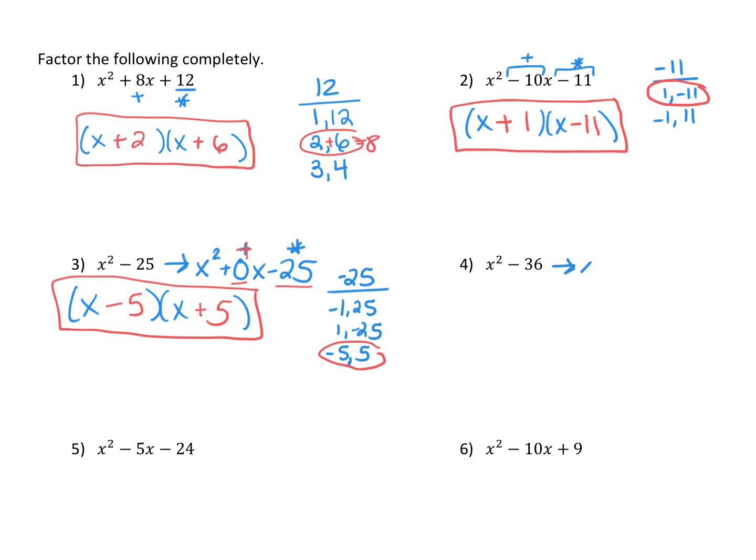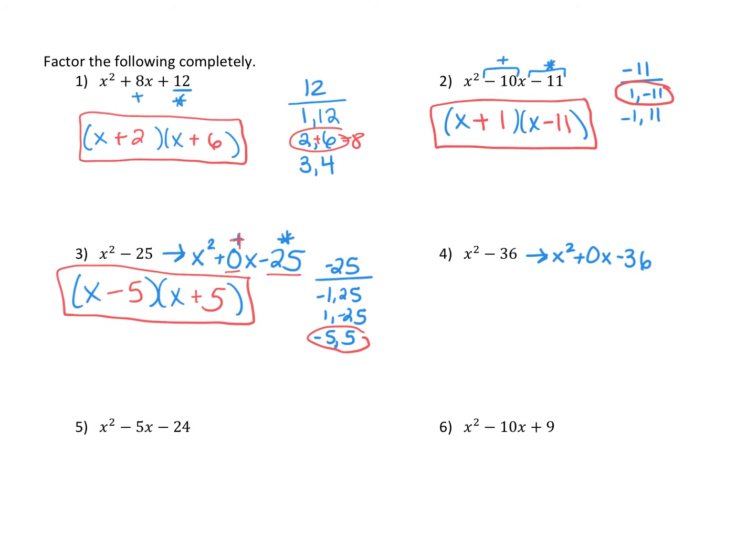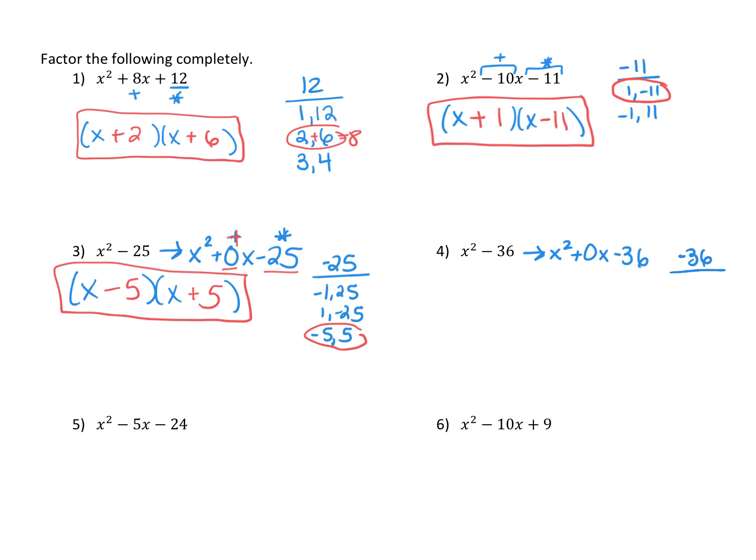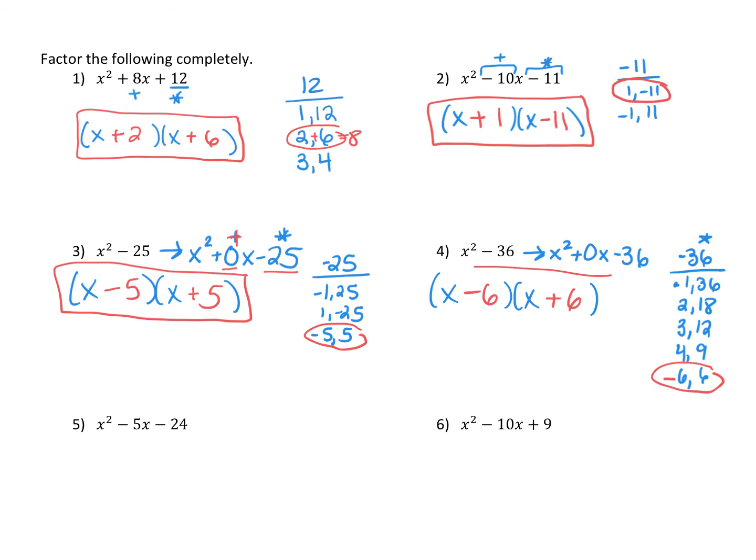Four is very similar. Again, we're missing that middle term, so it's really x squared plus 0x minus 36. So I'm looking for two numbers that multiply to negative 36 but add to 0. 36 has a lot of factors, so I'm just going to write down all the positive factors, keeping in mind this is negative, so one of them will have to be negative. Now if I make one of them negative, which one's going to add to 0? Negative 6 and positive 6 would multiply to negative 36 but add to 0. So it would be x and x, but then we're going to have negative 6 and positive 6.